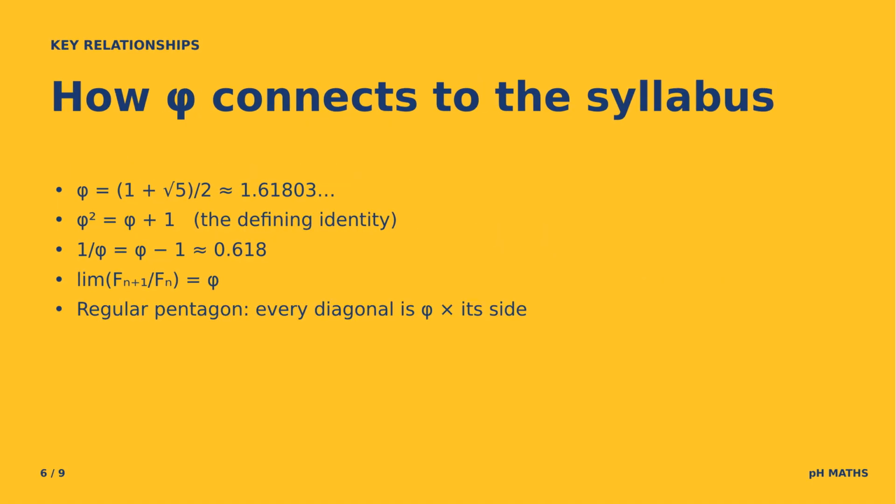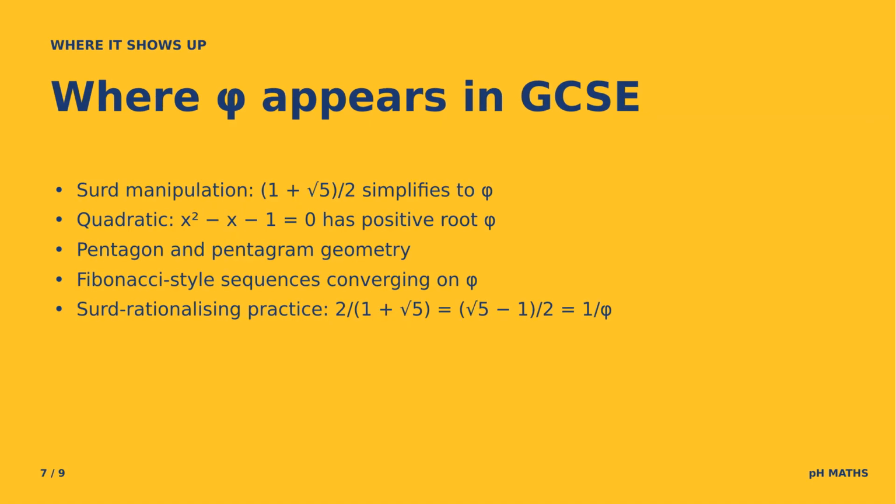Key relationships. Phi equals 1 plus root 5 all over 2, which is roughly 1.618. Phi squared equals phi plus 1, its defining identity. 1 over phi equals phi minus 1, which is roughly 0.618. The ratio of consecutive Fibonacci numbers approaches phi, and every regular pentagon has a diagonal that's exactly phi times its side length.